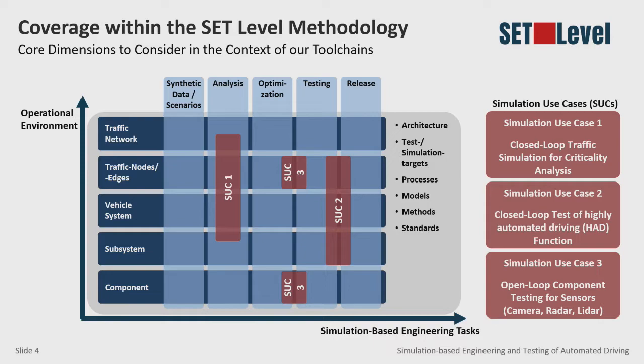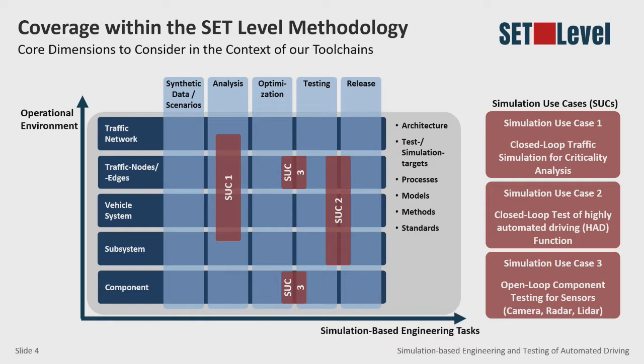Simulation use case 2 with the closed-loop test of an automated driving function can be located between testing and releasing. And this has the clear focus on a system under test, which is this driving function, which incorporates subsystems into an overall vehicle system. And of course, we need some surrounding environment as well, where there is a small and rather simple junction in that case, which we consider the traffic node for this example. And then simulation use case 3 with the detailed sensor simulation is focusing strongly on the component, which is tested in some traffic node, in some simple crossing as well.